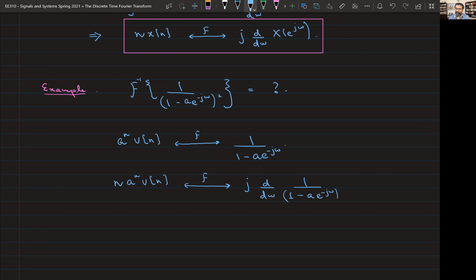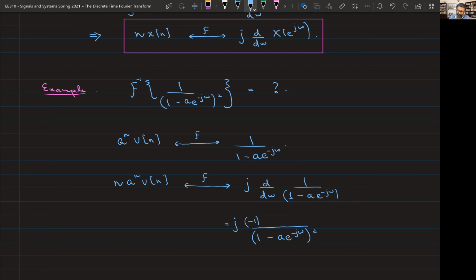And all I need to do then is to compute this derivative and see what it turns out to be. So this is equal to j times, in the denominator, (1 minus a e raised to power minus j omega) whole squared. And then I have a minus 1, which is there because the power of 1 minus e raised to power minus j omega was actually minus 1. So minus 1 is there because of that.